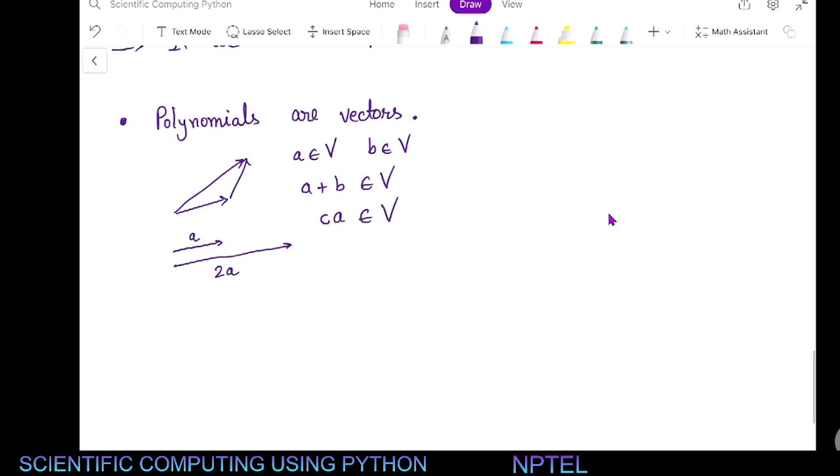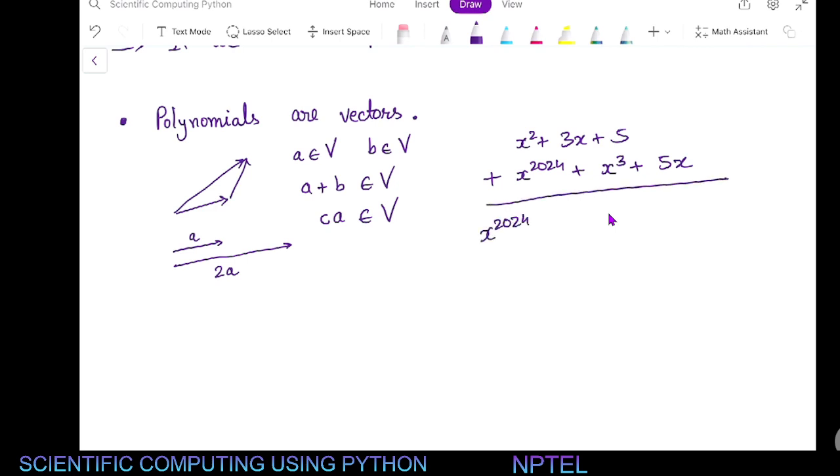So let's see if polynomials can be considered as vectors. Let's write one polynomial, just random, 3x plus 5, and another polynomial, which could be x to the power 2024 plus x cube plus 5x. Can we add these polynomials? Yes, we can. It's going to be x to the power 2024 plus x cube plus 8x plus 5. The important thing is that this is also a polynomial. So that's why polynomials, restricted up to order n, are going to be vectors.